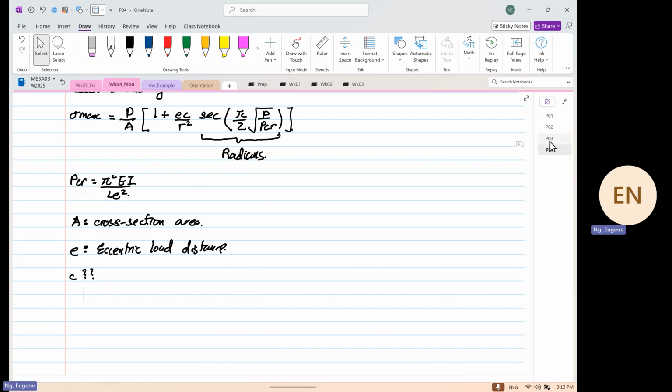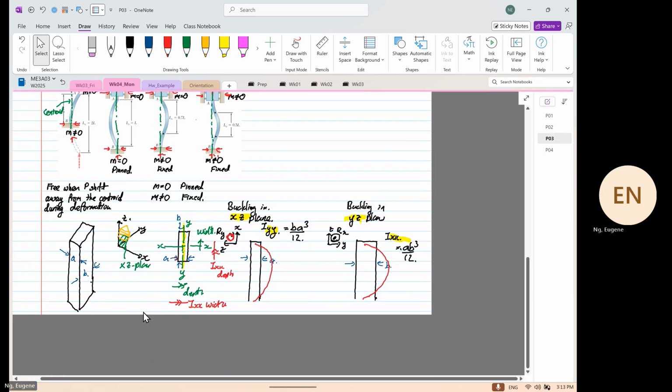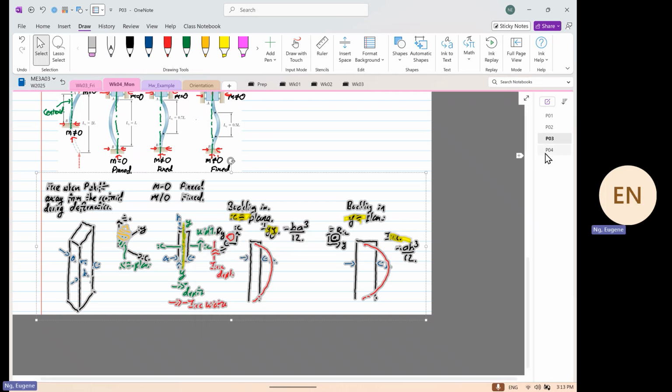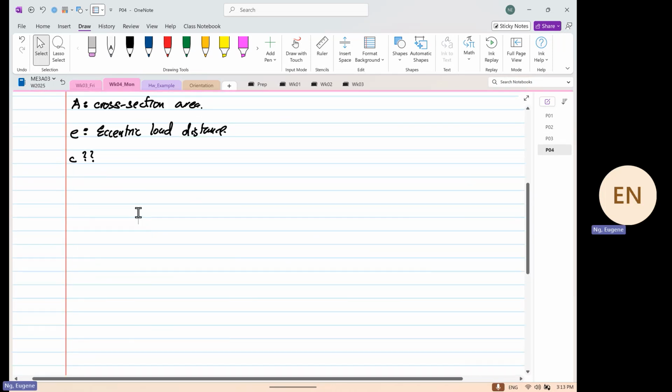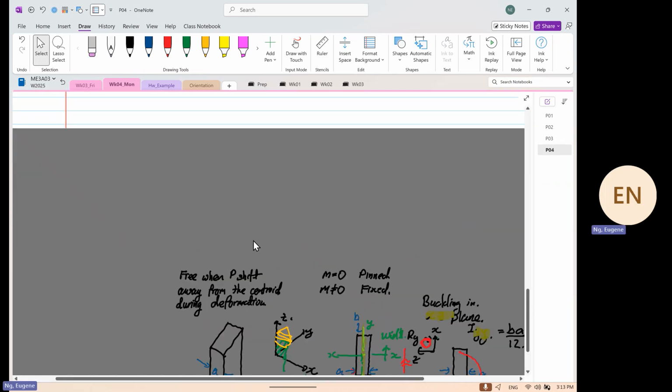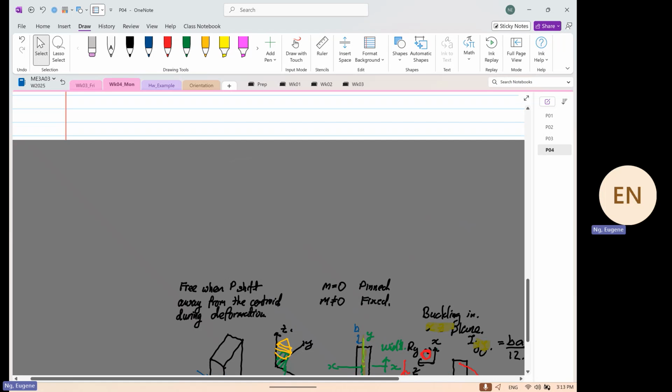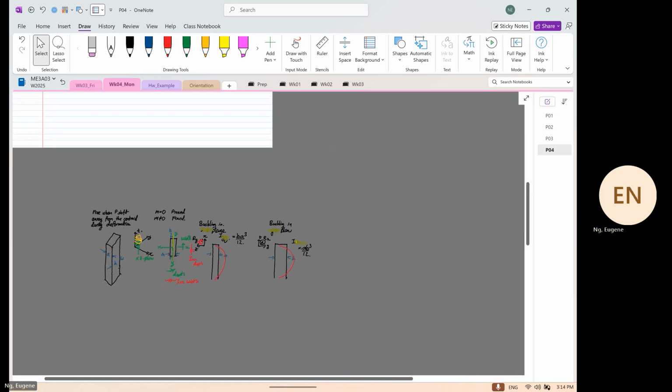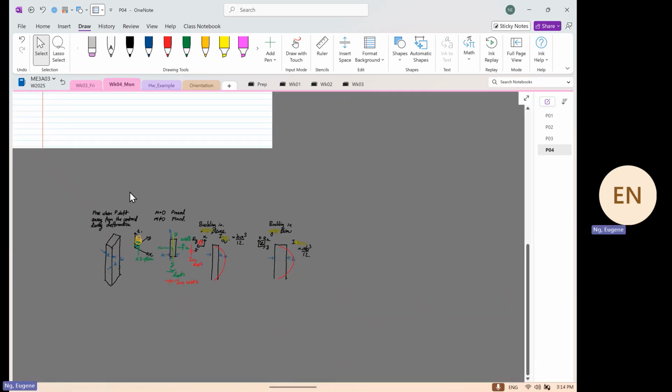Now we go back to this figure over here. I'm going to bring the whole thing across. I know it looks messy, but a summary was meant to look messy. If your summary sheet is not messy, it's not a summary sheet.